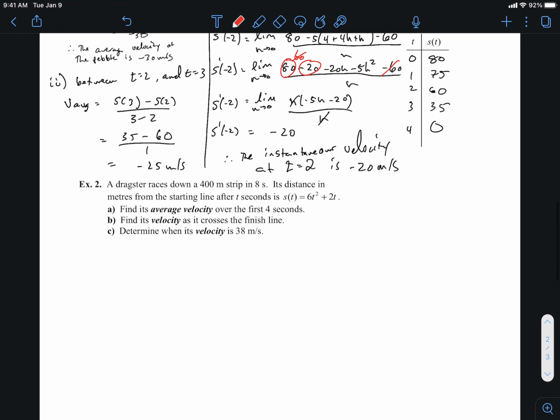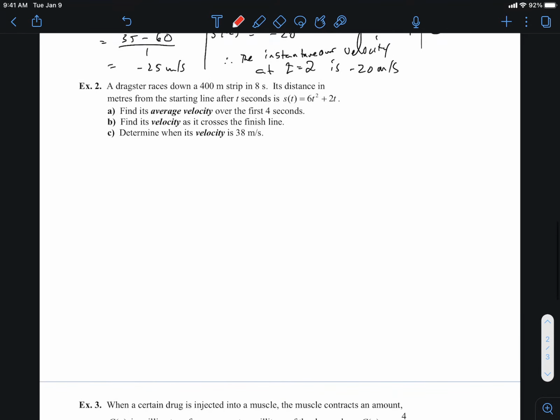And so we'll just jump through the second question here. A dragster races down a 400-meter strip in 8 seconds, okay? Its distance in meters from the starting line after t seconds is represented by that function, position as a function of time, s equals 6t squared plus 2t. Okay, we want to find its average velocity over the first 4 seconds.